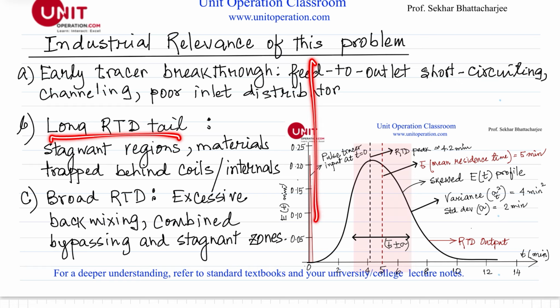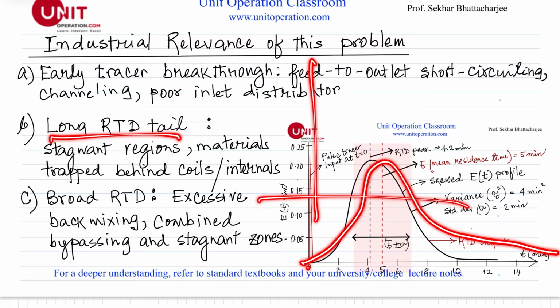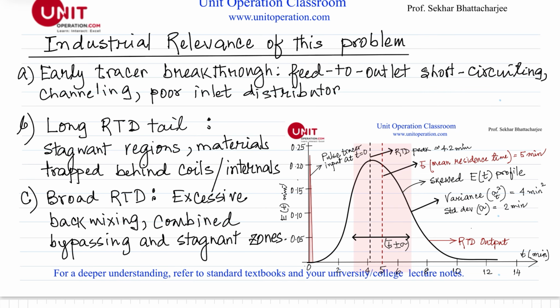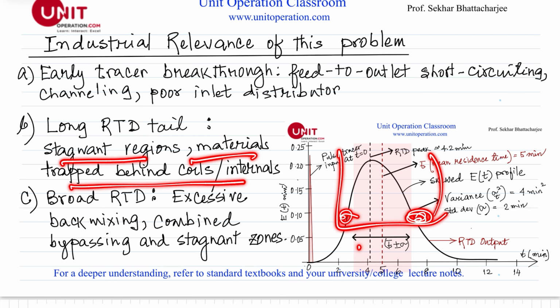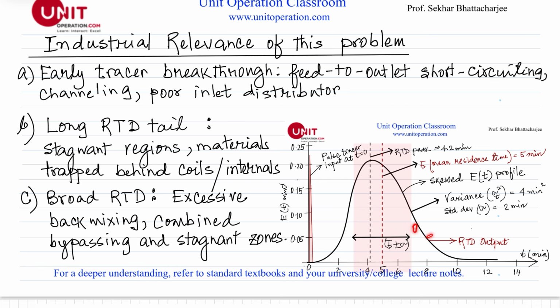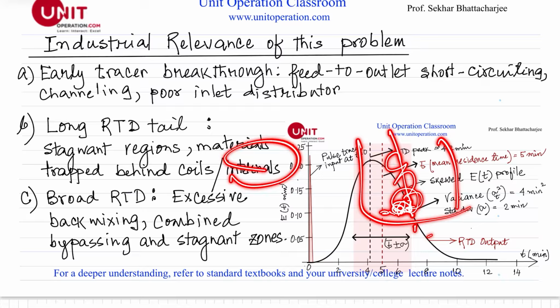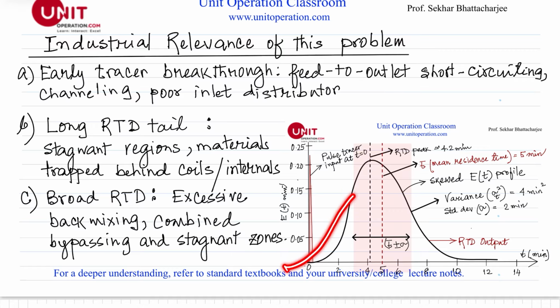A long RTD tail, an extending tail, indicates stagnant regions. In the reactor, there might be a lot of stagnant regions, with material trapped behind the coils and internals. There's a problem of trapping of the reactants coming in. Another problem is a broad RTD, which indicates excessive back mixing, combined with bypassing and stagnant zones.